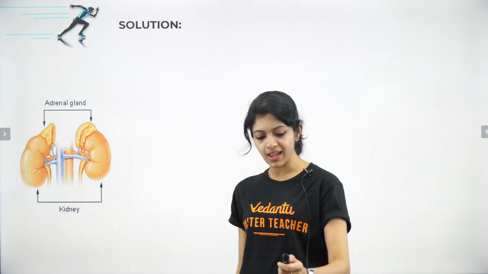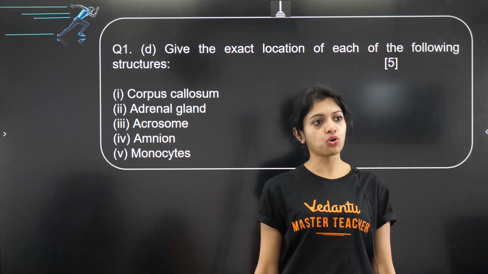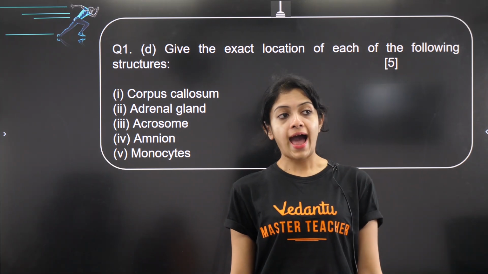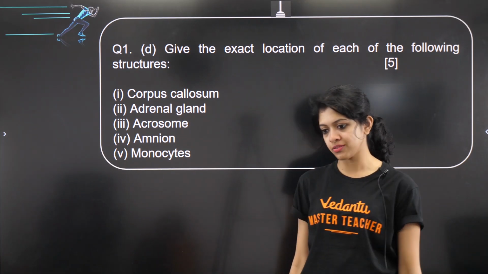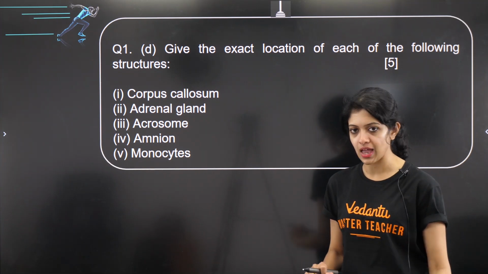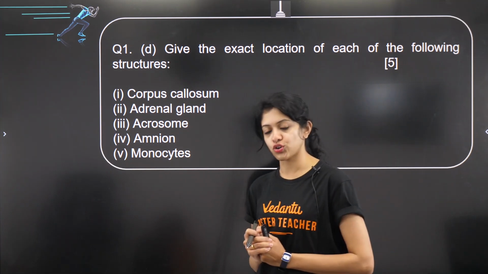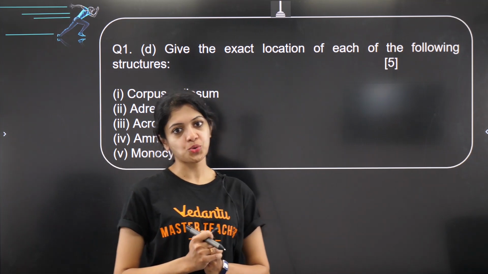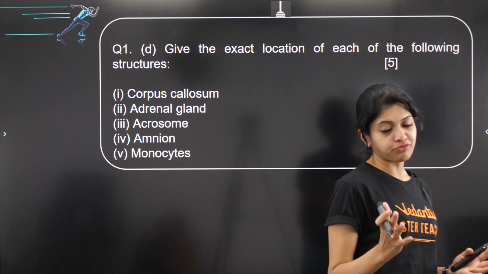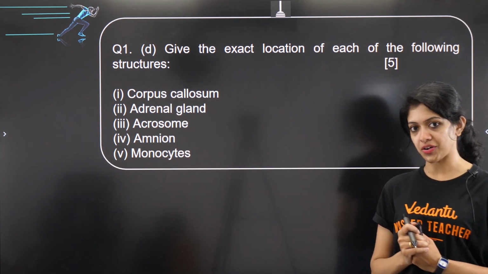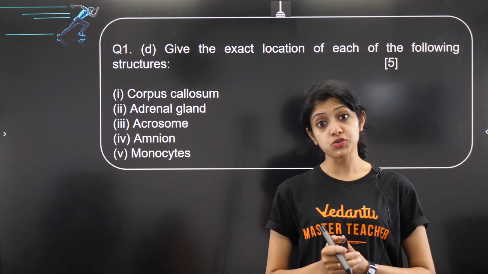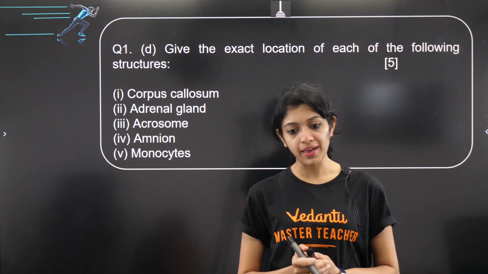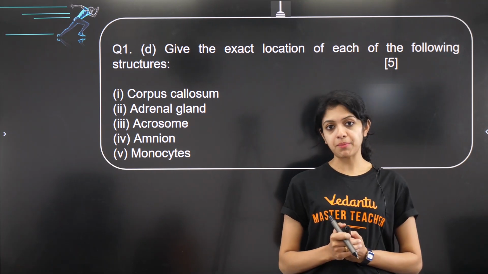Going forward, acrosome, the third one. This may sound unfamiliar to some of you, but not for all of you. For those of you who remember what acrosome is, I would love to see your answers in the chat box, in the comment section below. What is acrosome? I'll give you a hint. This is part of the male reproductive system.